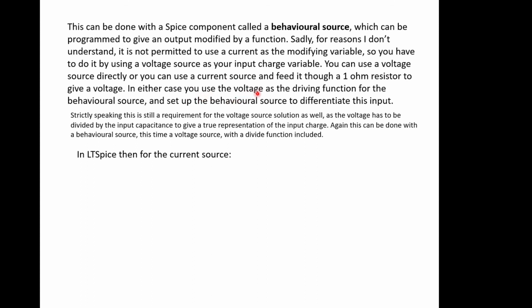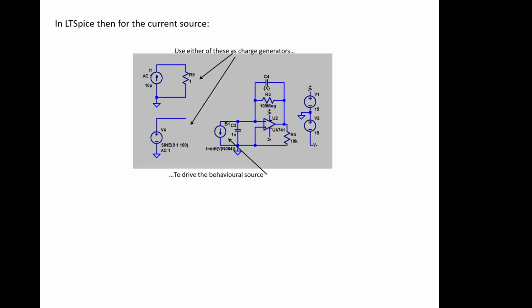You use the voltage as the driving function for the behavioural source and set up the behavioural source to differentiate this input. So we set up the voltage source as being our charge, or our proxy for charge, and then we can introduce it. Okay, so enough waffling. What do we mean?